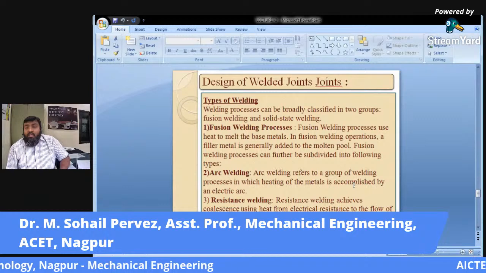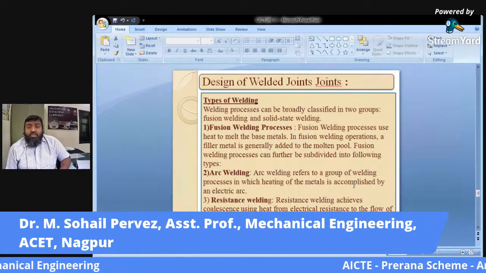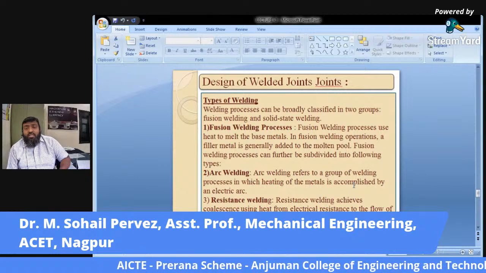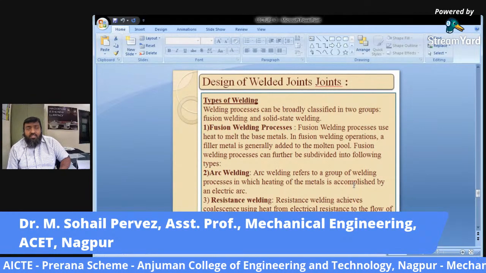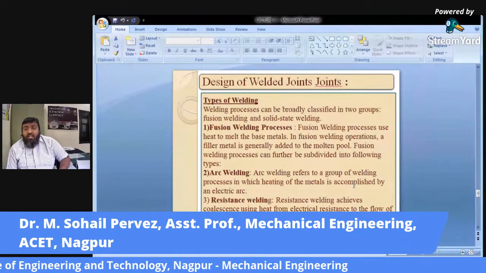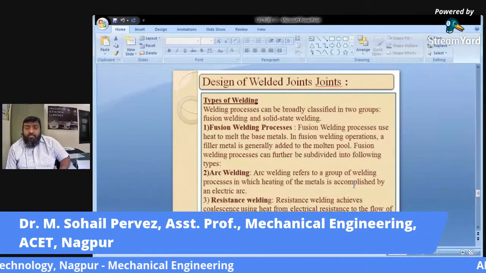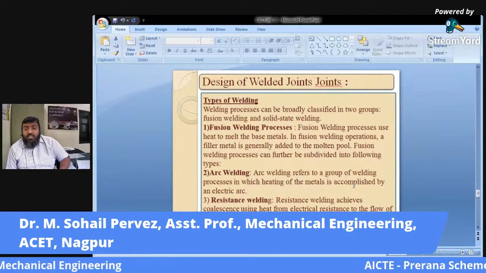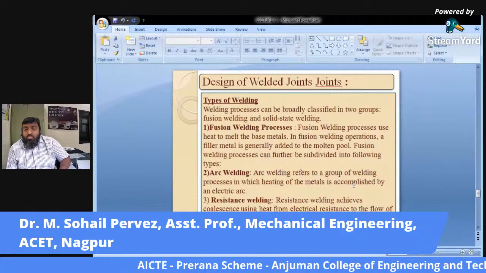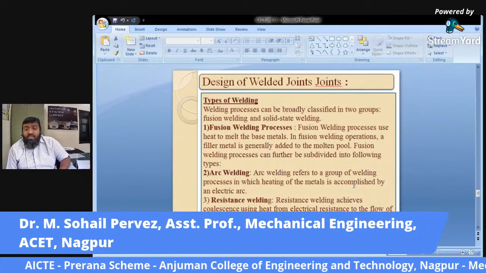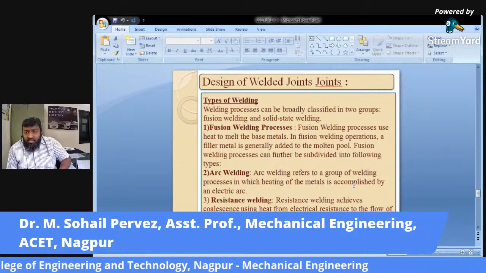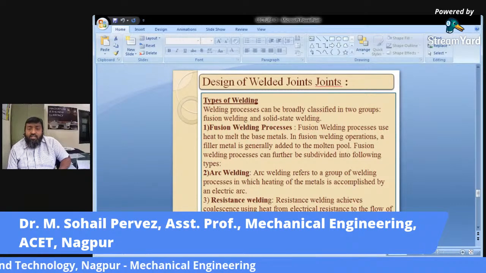Now, fusion welding process. Fusion welding process uses heat to melt the base metal. This is the very common type of welding process, wherein heat is used to melt. In fusion welding operations, a filler material or metal is generally added to the molten pool. So the fusion welding process can further be subdivided into the following types. Please carry on with this.